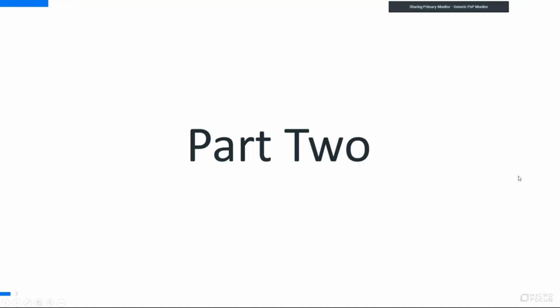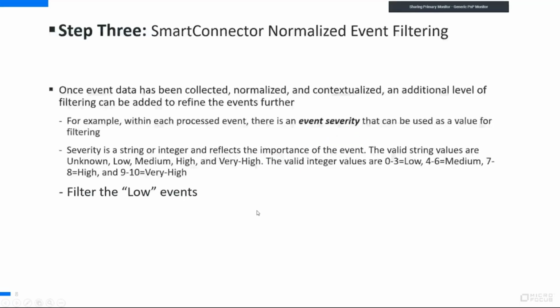In this part, we are going to work with normalized event filtering and aggregation. Step 3, SmartConnector normalized event filtering. Once event data has been collected, normalized, and contextualized, an additional level of filtering can be added to refine the events further. All of our events are assigned an event severity, and in this exercise, we are going to filter out all of the low events.